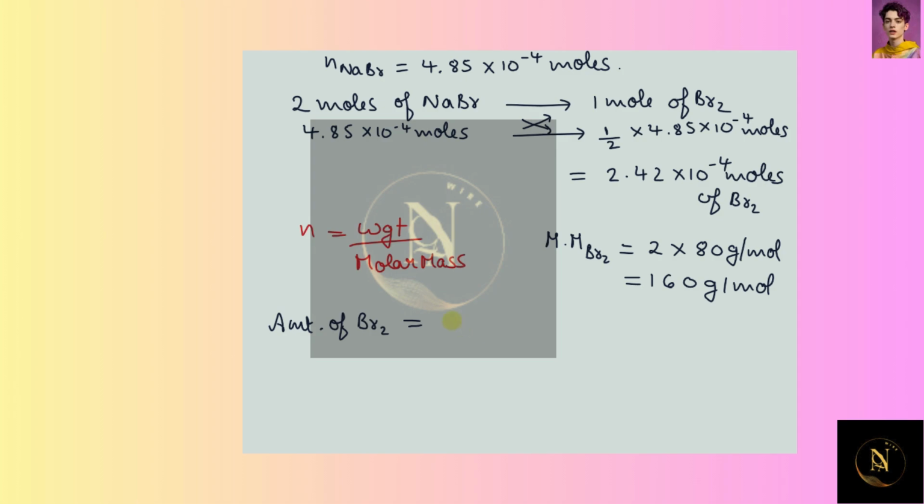So from here let's put the value to calculate the amount of the bromine gas. It is equal to the number of moles, as we have calculated, 2.42 into 10 raised to the power minus 4 moles, multiplied by the molar mass, 160 gram per mole. So let's calculate it and it is equal to 3.872 into 10 raised to the power minus 2 grams. So this is the amount of bromine.